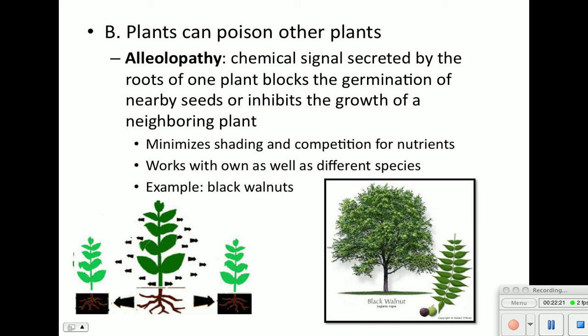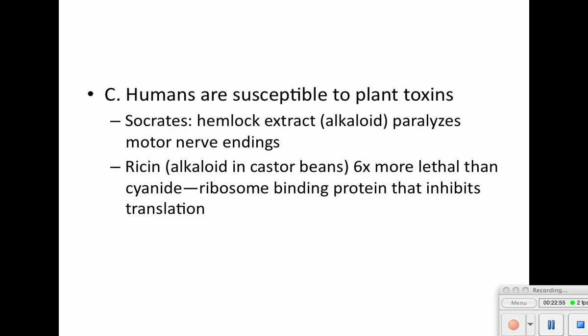Okay. So chemical signals secreted by the roots block germination of nearby seeds or inhibit the growth of neighboring plants. Black walnuts are famous for this. If you have a black walnut tree, you will notice that there aren't a lot of plants around it. That's because it's secreting chemicals that inhibit germination and other plant growth. It works out for the black walnut because then it doesn't have to compete for sunlight and nutrients in the soil and water. So it's like a solitary tree, a lone wolf. What if there were two of them next to each other? They'd fight each other.